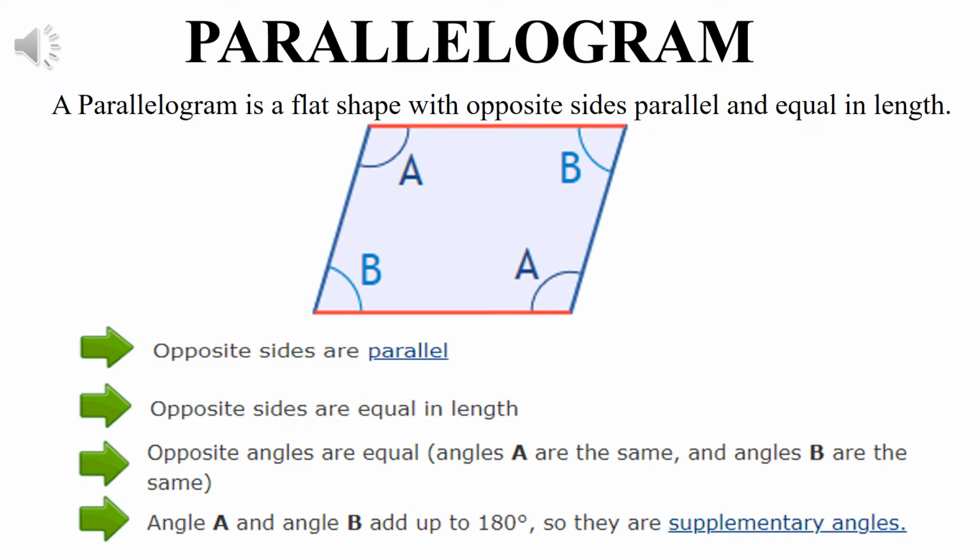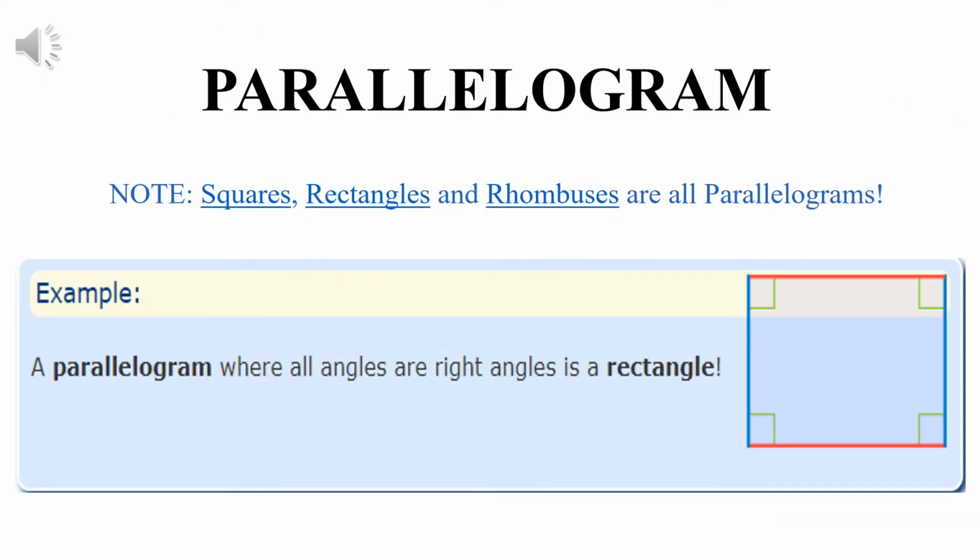Parallelogram. A parallelogram is a flat shape with opposite sides parallel and equal in length. Opposite sides are parallel. Opposite sides are equal in length. Opposite angles are equal. Angles a are the same and angles b are the same. Angle a and angle b add up to 180 degrees, so they are supplementary angles. Note: squares, rectangles, and rhombuses are all parallelograms. Example: a parallelogram where all angles are right angles is a rectangle.